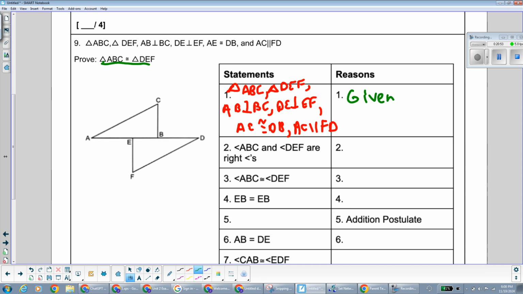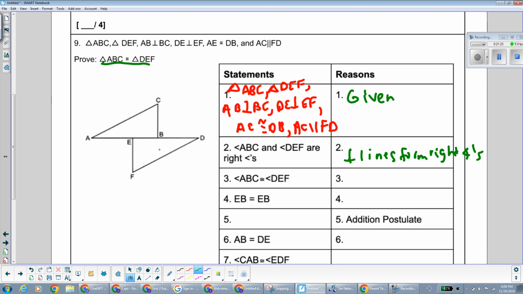Number two is talking about right angles. There was nothing in our proof before this except for the given, so obviously that has to come from the givens, but I don't know which given. But then I see the perpendicular symbol, and I know that perpendicular lines form right angles, right? That's how I know right angles are formed.